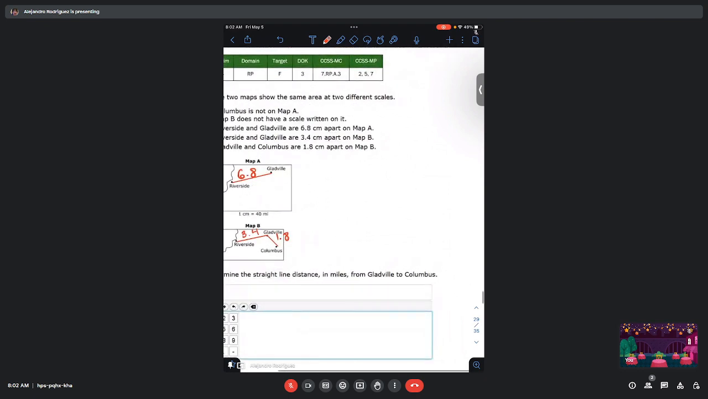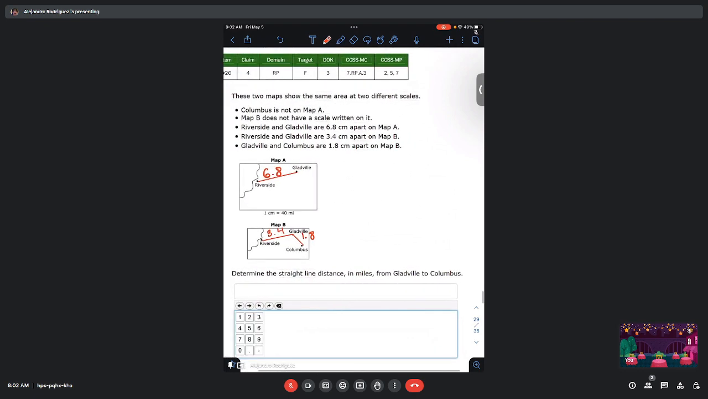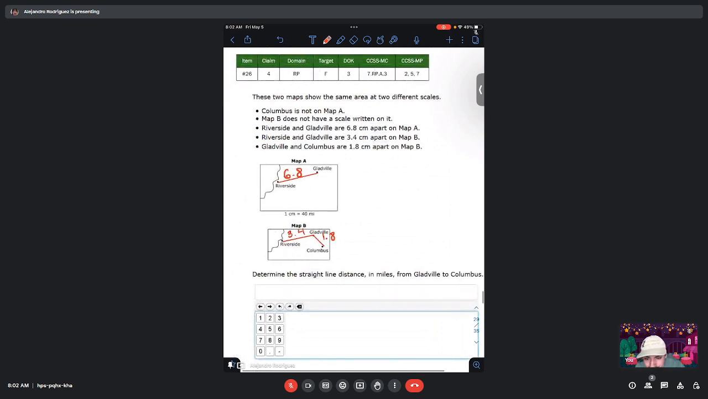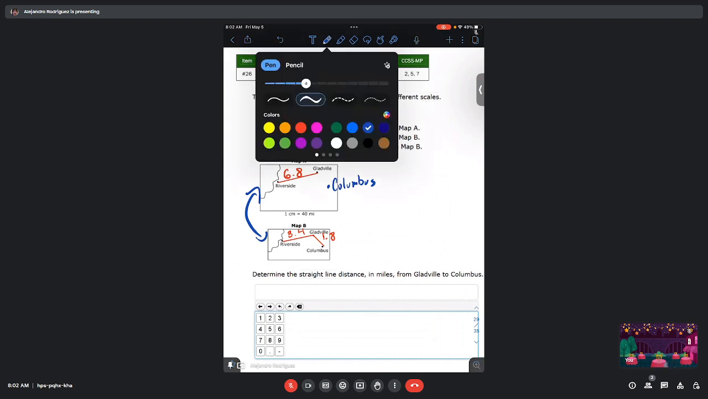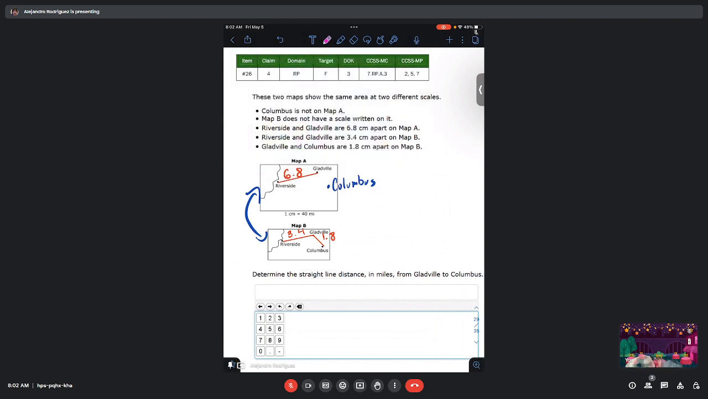So, to start off with, map A doesn't have Columbus. To make it a bit more clear, I'm going to go ahead and write it in, because these two maps are the same. The only difference is map A and map B have different scales. So we have Glendale here, and we also have Columbus that I'm going to draw in blue. And we've got to figure out the distance from Glendale to Columbus.